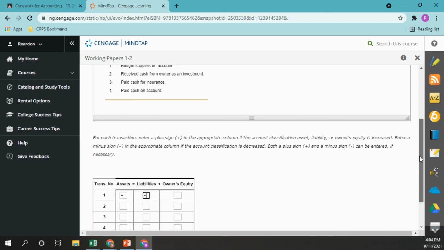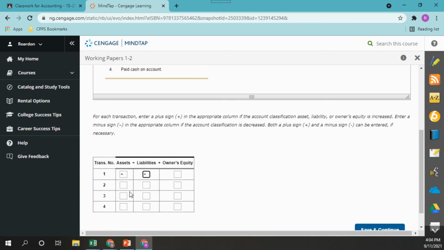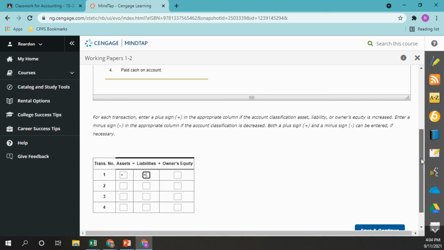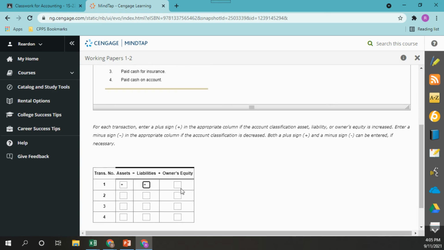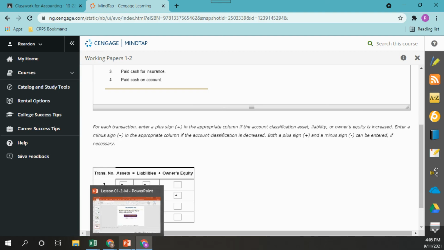How about receive cash from owner as an investment? Well, I received cash and my assets increased and my owner's equity increased. Paid cash for insurance. Well, I increased insurance and I decreased cash in the asset side on the left side. So those 2 transactions cancel each other out. Paid cash on account, I would decrease my cash and I'd be decreasing my liabilities. Okay.